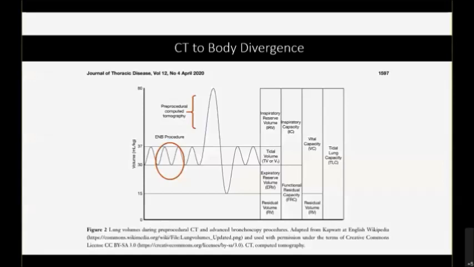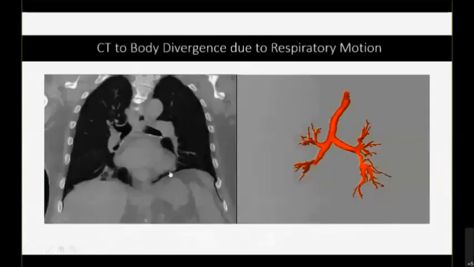So usually, pre-procedural CT scans are performed somewhere in the inspiratory reserve volume. But when you're actually performing the procedure, you're probably doing it at tidal volume. And so you're way down here in this red circle. But if you have any post-intubation atelectasis, you may be down in the expiratory reserve volume. So your scan may have been done here somewhere near the top of the total lung capacity in the inspiratory reserve volume. But in reality, you're performing your bronchoscopy at the expiratory reserve volume.